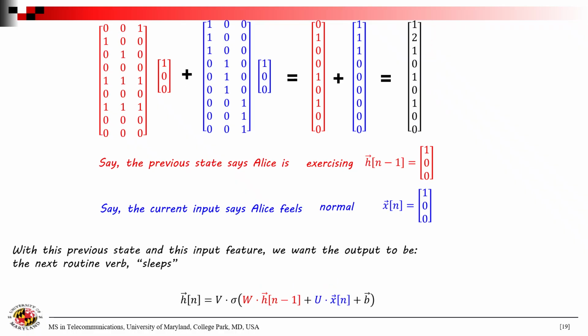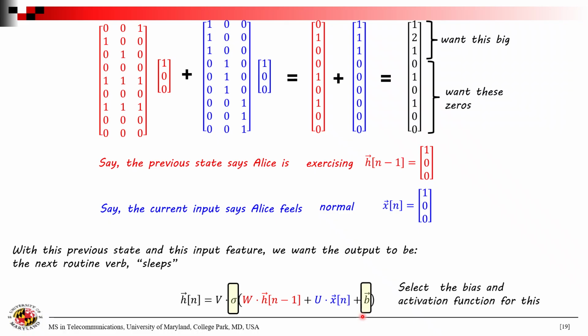Now, what we would like is to follow the routine, because today Alice woke up feeling normal. When she wakes up feeling normal, she follows her routine. And her routine is that if yesterday she was exercising, then today she's going to sleep it off. So we would like the sleep option to be very big and emphasized, and everything else that has to do with irregular days, like when she wakes up tired or when she wakes up energetic, these guys should all be 0. Now, in order to make that happen, we're going to select the bias vector and the nonlinear activation function to make sure that that happens.